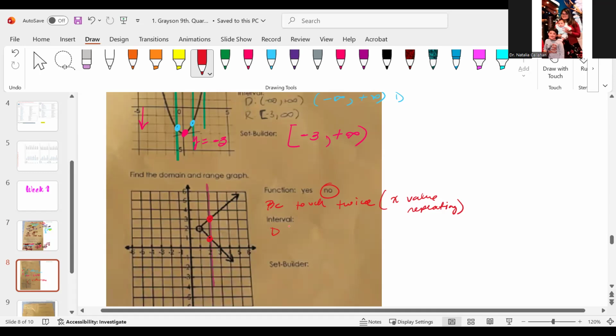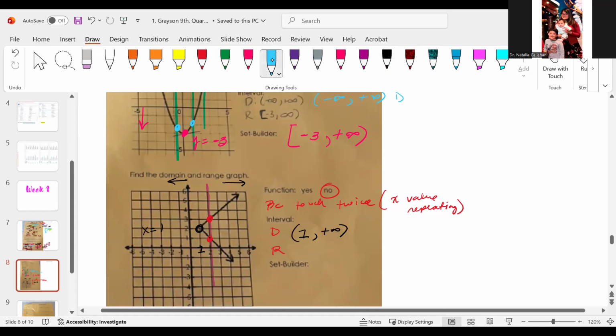Interval, okay. Domain and range, correct? Think about the domain. Domain means going to the right and going to the left. How far to the right does it go? Does it ever stop? So that'll be positive infinity. How far to the left does it go? I think it stops right there. What number is that? I don't think that's 2. I think that's 1. And is it open circle or closed circle? Parenthesis. Do you see that?